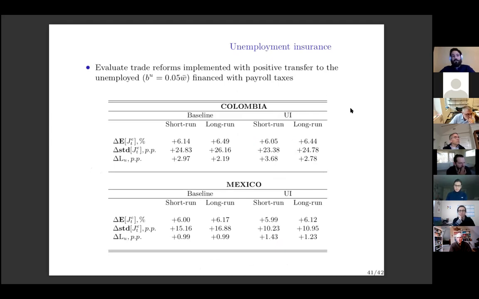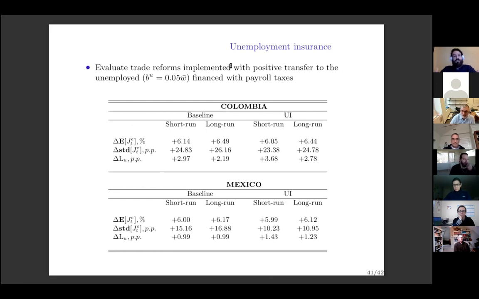So I think I have exhausted my time. If I have one more minute, I will just discuss this and then conclude. This is the last exercise that I perform in the paper, which evaluates a trade reform implemented with a positive transfer to the unemployed, 5% of the average annual wage, financed with payroll taxes. And I'm evaluating again the change in the average welfare and the change in the standard deviation, the dispersion of welfare, for the baseline and for this new counterfactual exercise, for both countries.